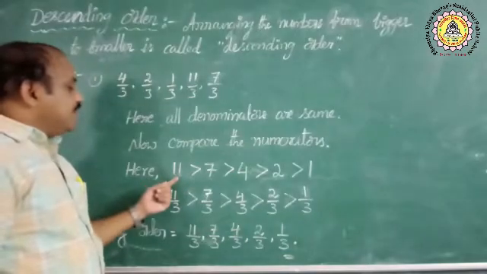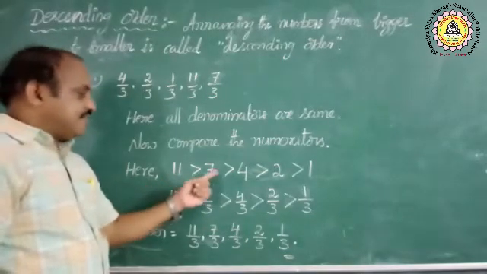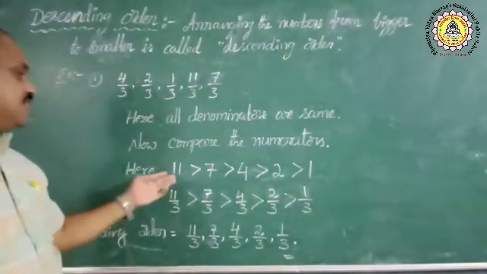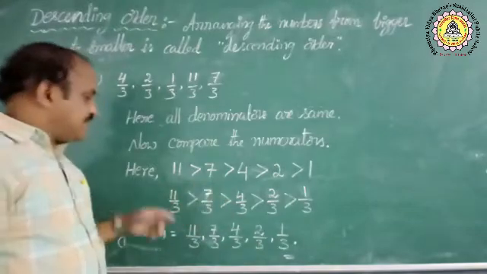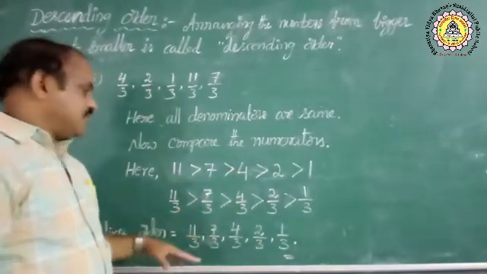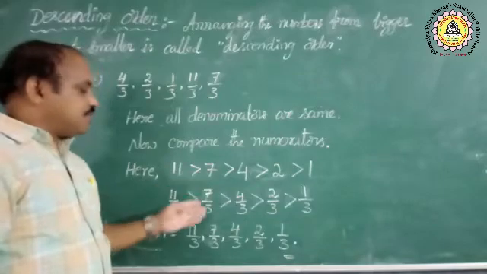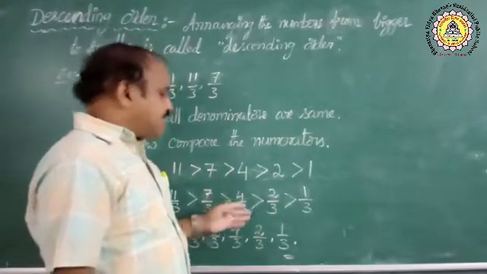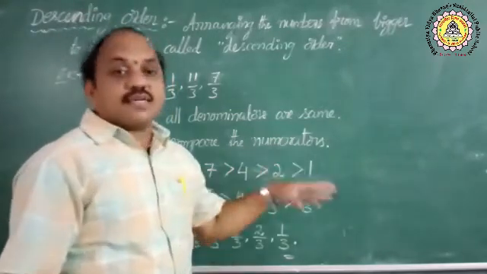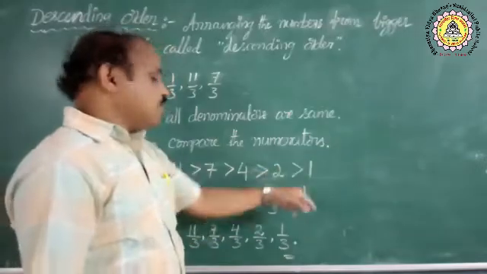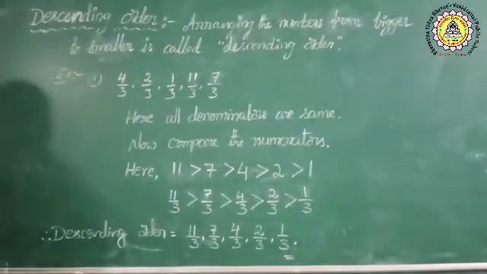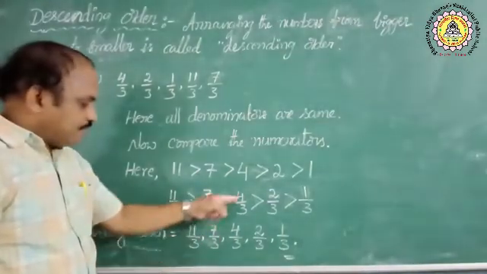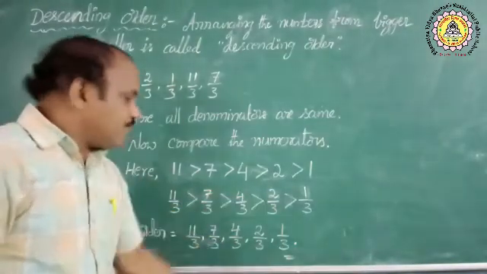11 is greater than 7, is greater than 4, is greater than 2, is greater than 1. That means 11 is greater than 7, so 11 by 3 is automatically greater than 7 by 3. If 7 is greater than 4, 7 by 3 is also greater than 4 by 3. If 4 is greater than 2, then 4 by 3 is also greater than 2 by 3. If 2 is greater than 1, 2 by 3 is also greater than 1 by 3. So therefore, our descending order is 11 by 3, 7 by 3, 4 by 3, 2 by 3 and 1 by 3.